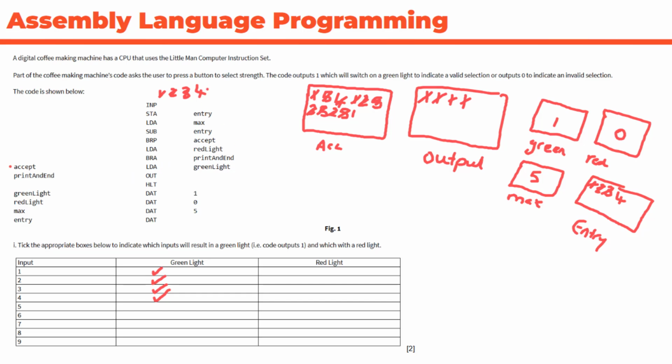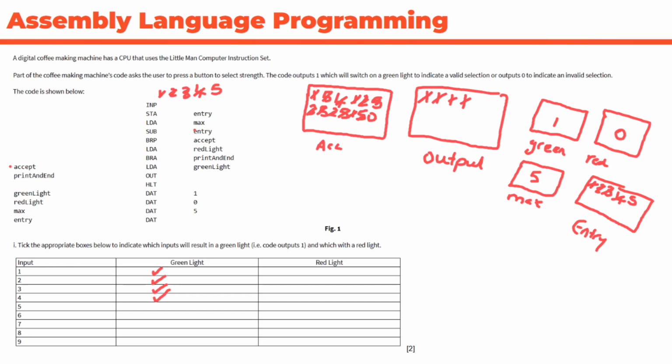So the next entry will be 5 this time. We input 5. We store the entry, we store 5 in there. We load the max, which is 5. So 5's already in there, so I won't rewrite it, I'll leave it as it is. 5 minus 5. Okay, 5 take 5 is 0. So that ends up in 0.